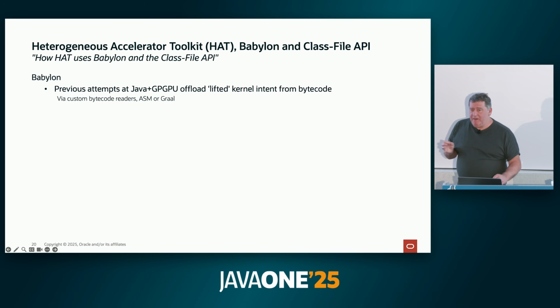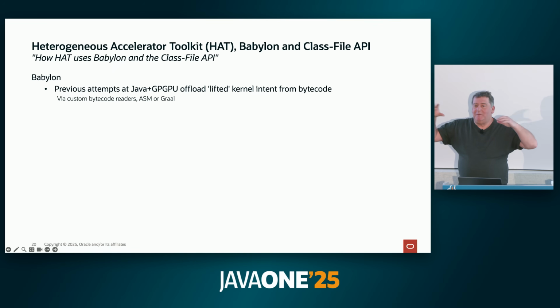I just want to explain a little bit about how HAT uses other technologies, because truthfully, it's the other technologies that make all this worthwhile. Babylon is a big part of HAT, and Panama is a big part. First of all, Babylon. Previously, when we've worked with trying to execute code on GPUs, we've had to lift code from bytecode. So we compile the code, we might compile a kernel, it goes down to bytecode, and then we have to lift intent back out of the bytecode to try to generate the code that might go off to be OpenCL or CUDA or some other code.